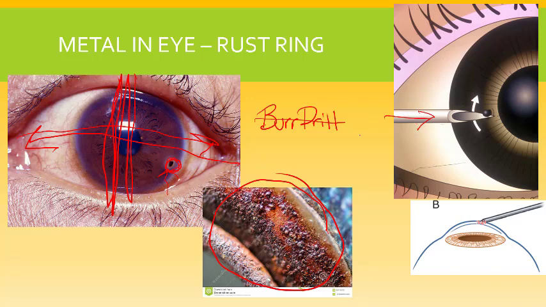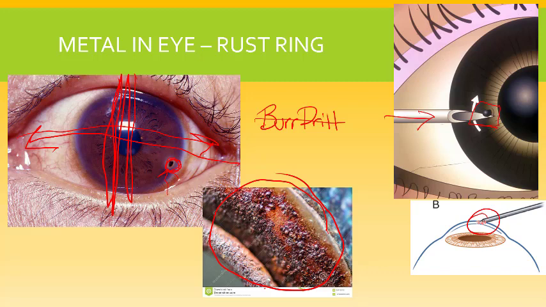But once you've numbed the eye, we use the tip of the needle to just kind of lightly flick out the little piece of metal. And then we kind of scrape the rust ring out. And yes, this is really nerve-wracking. Yes, it's really hard on a lot of patients who are freaking out. Some require anxiolysis like Ativan. Some even require conscious sedation.